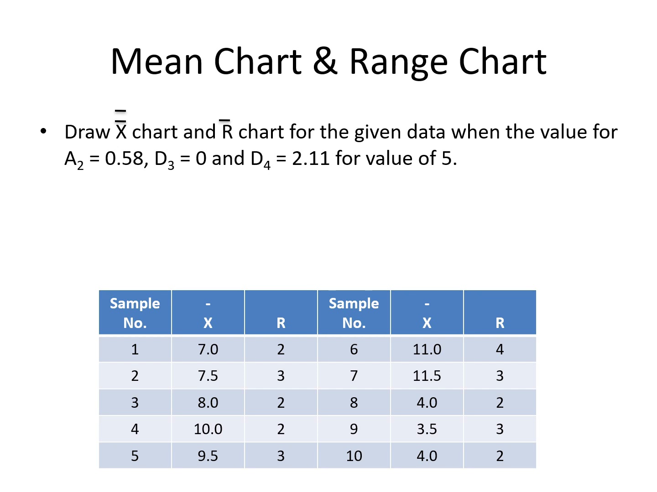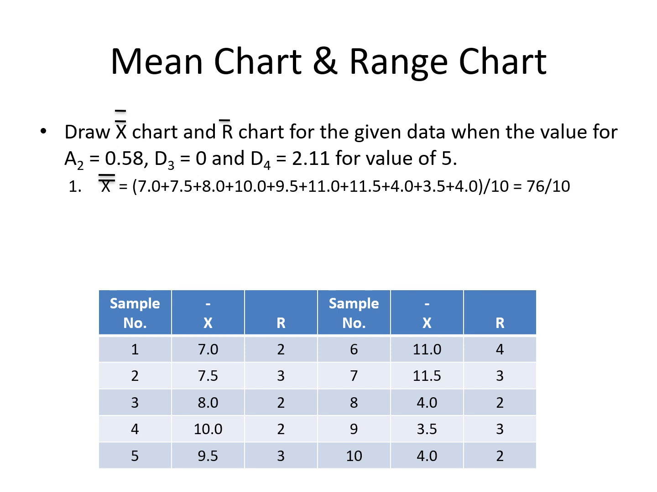First and foremost, we have to calculate the X bar bar. Since X bar for each sample has been mentioned, we add up all the X bar and divide by the number of samples. So we have 7.0, 7.5, 8, 10, 9.5, 11, 11.5, 4.0, 3.5, 4. We add all these and divide by 10, which comes to 76 divided by 10, which is 7.60.